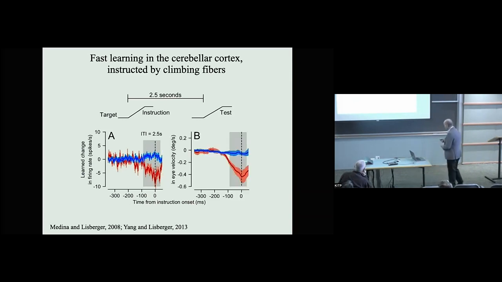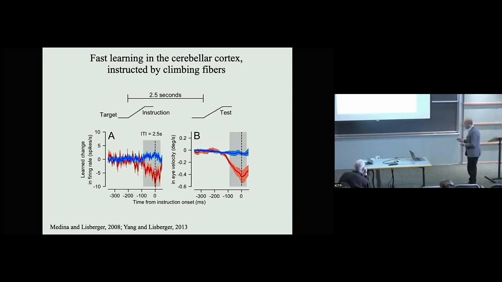And then interestingly, if we look at the learned eye velocity in relation to the same set of trials, what we find is that the learning is much larger if there was a complex spike than if there wasn't. Now, here we've averaged the responses of multiple Purkinje cells. Here, what we're doing is averaging all the Purkinje cells that are occurring at the same time. And what this means is that all the Purkinje cells are learning, or none of them are learning, which suggests to us that there's a lot of synchrony in the climbing fiber input, for which there's considerable evidence in the literature.